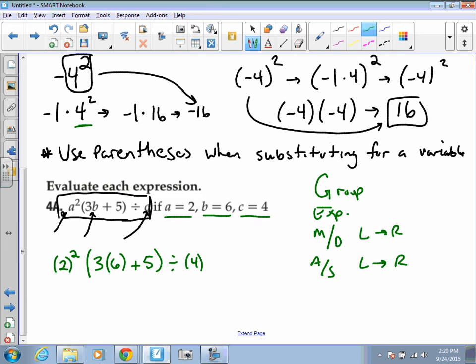First of all, we ask ourselves, do we have grouping symbols? Yep, we have a 2. We have the big one and the small one. The only one that can simplify is this stuff first. So we're going to start with the stuff on the inside. We have multiplication and addition inside. So we know that we do multiplication first. So as I do that, I'm going to keep 2 squared here with the parentheses. 3 times 6 is 18. And I have plus 5 quantity divided by 4.